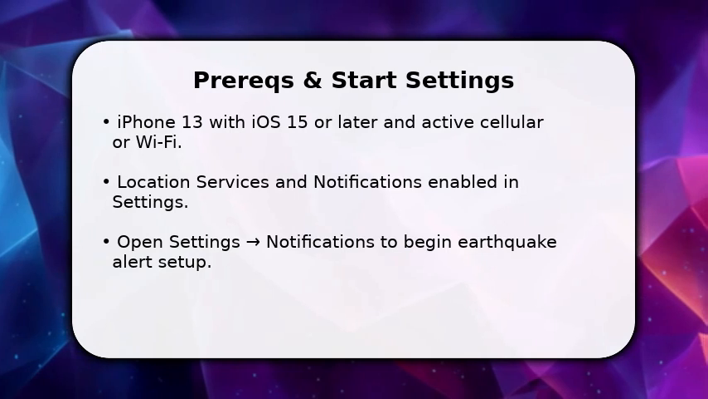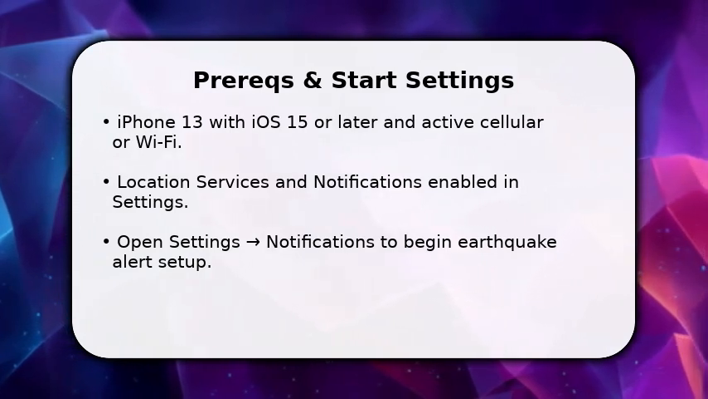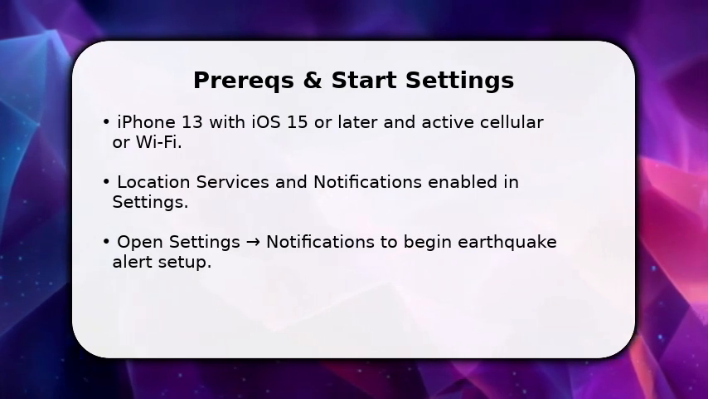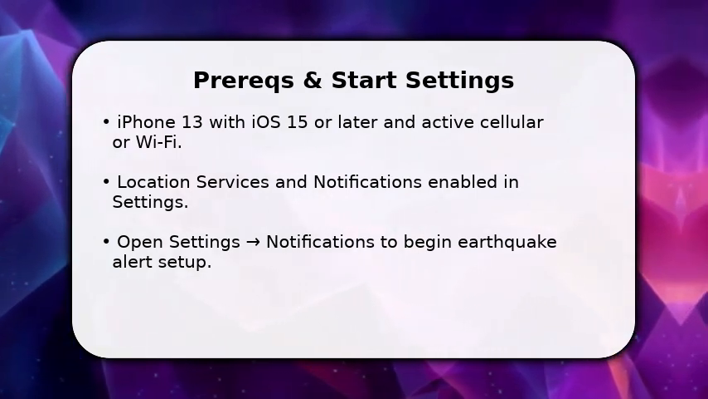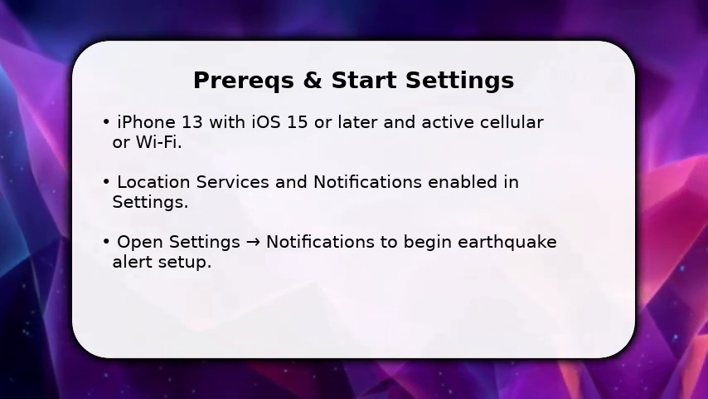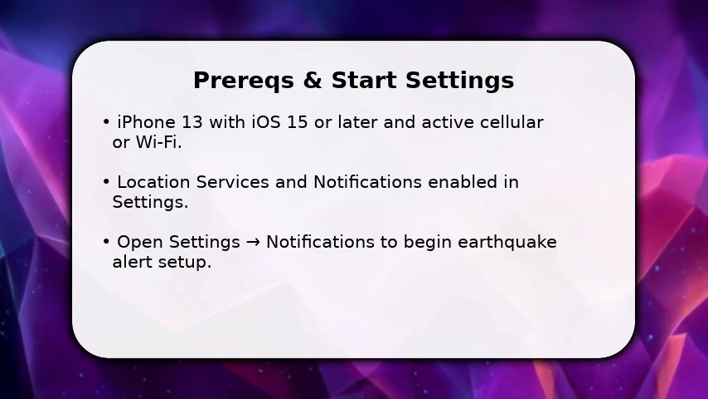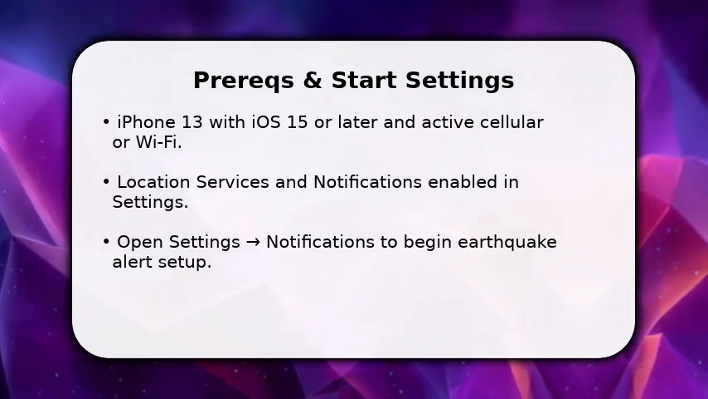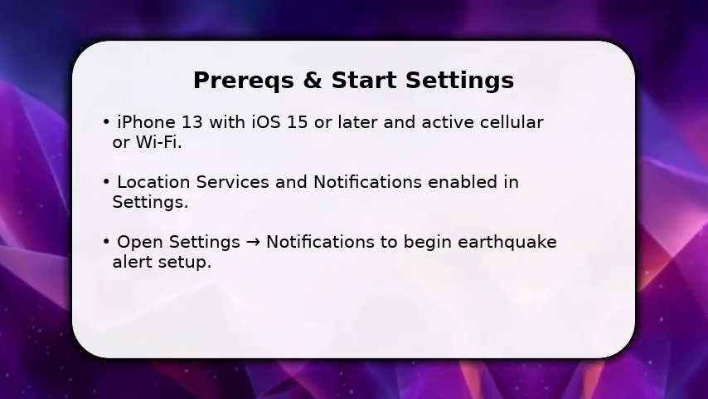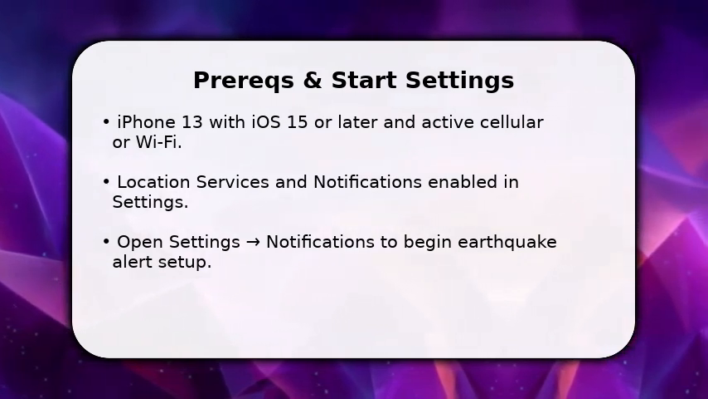You'll begin by confirming prerequisites. Your iPhone 13 runs iOS 15 or later and has location services and notifications enabled. Once confirmed, open Settings and tap Notifications so you can access government alerts. Make sure Do Not Disturb isn't permanently silencing emergency alerts. Temporary silences are fine. Now scroll to the bottom of Notifications.